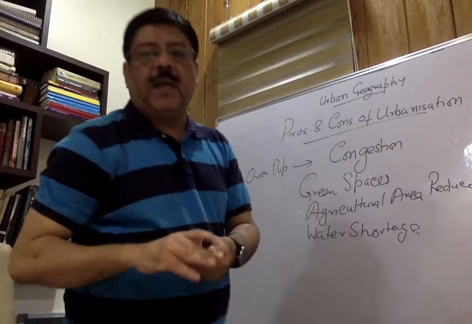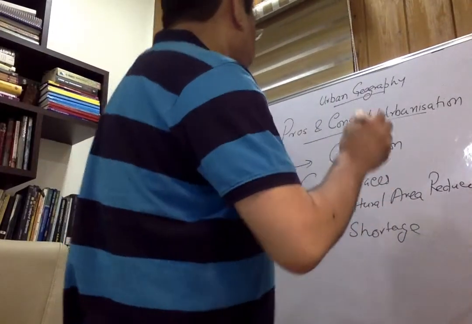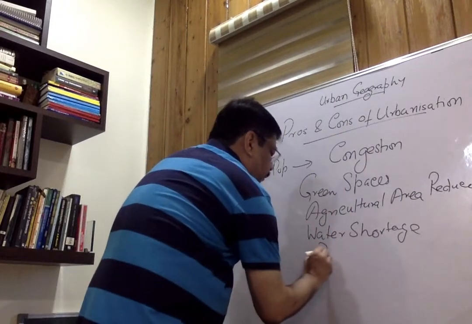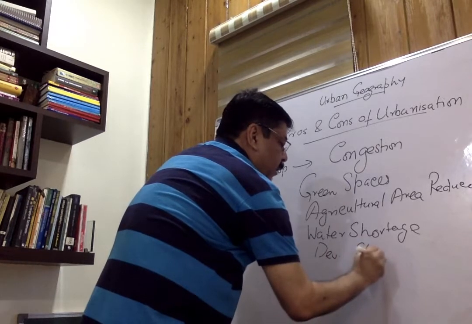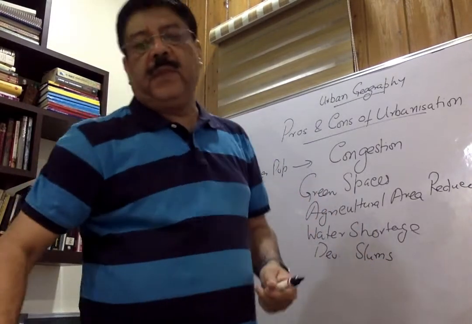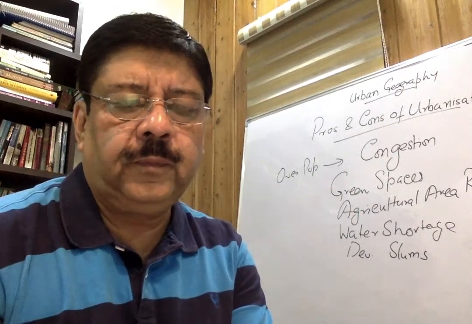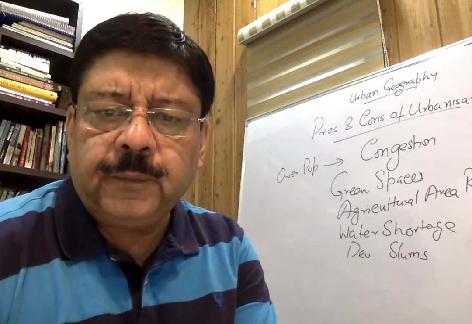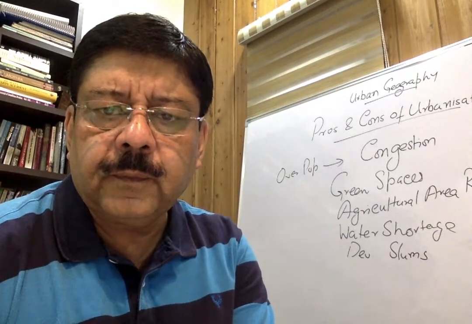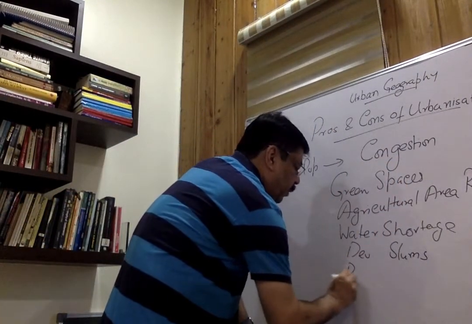Primarily in slum areas, water shortage is there. And development of slums is also an adverse impact of urbanization. Yes, isn't it? And any other point? Leading to all kinds of pollution. Yes, pollution, air pollution, different types of pollutions.